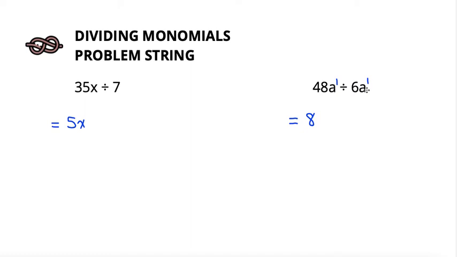So my bases are the same, so that means I can apply my exponent laws. When I divide powers, I need to subtract my exponents. 1 take away 1 is 0. Now it's important to remember what happens when we have an exponent of 0. Anything to the power of 0 or anything to the exponent of 0 is 1. So this becomes 8 times 1, or 8.